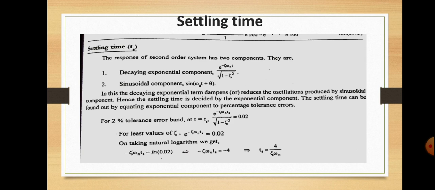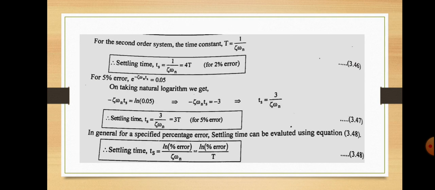So we get the settling time equation: Ts for 2% error is equal to 4T, and for 5% error it is equal to 3T, and in general we can write settling time Ts is equal to ln percentage error divided by delta into omega n, that is equal to ln percentage error by capital T.